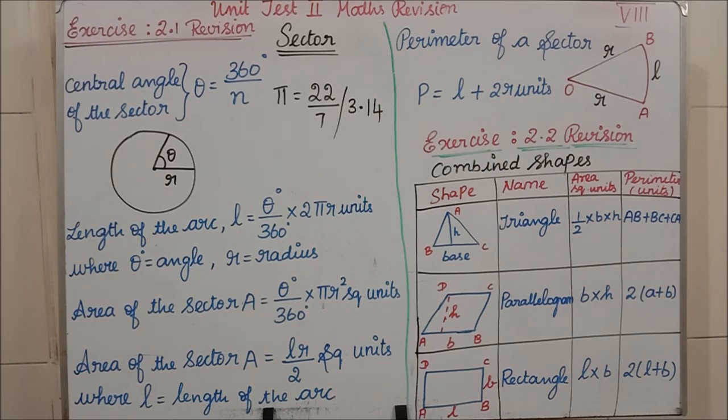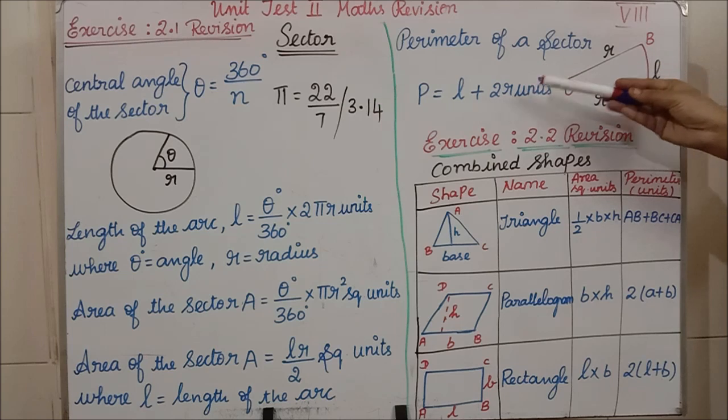The perimeter of a sector formula is P equal to L plus 2R units, where P is nothing but perimeter. How we have got this formula: this diagram represents a sector. Perimeter means we add all the sides. Here this is the arc, and we denote the length of the arc by small l. So L plus R plus R, and R plus R means 2R. So perimeter of a sector is L plus 2R units.